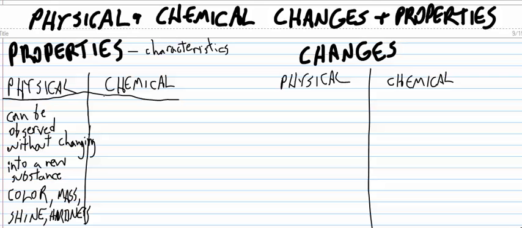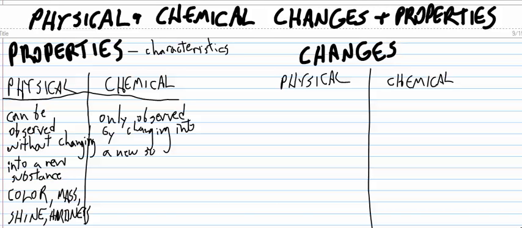Okay, chemical properties. Chemical properties, you might be able to guess this. If physical properties can be observed without changing into a new substance, chemical properties are only observed by changing into a new substance. So, as an example, flammability. You don't know if something's going to burn or not unless you burn it. And when you burn something, you've changed it into something new. So flammability is a chemical property.